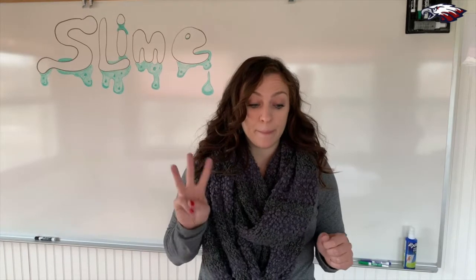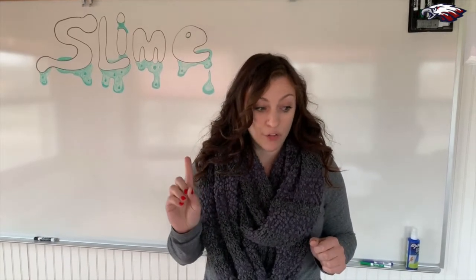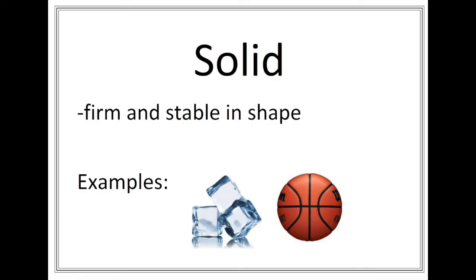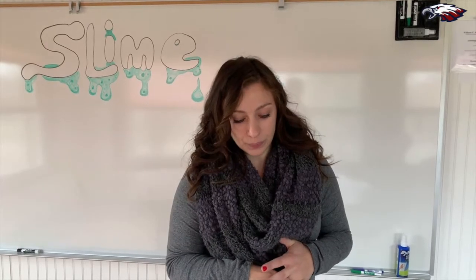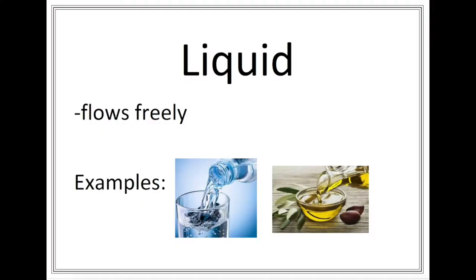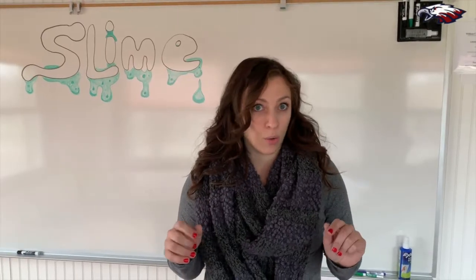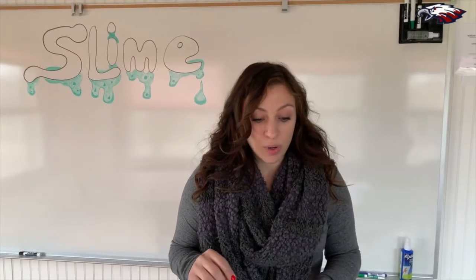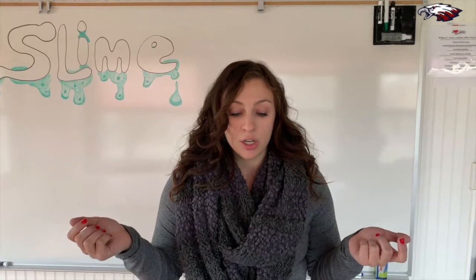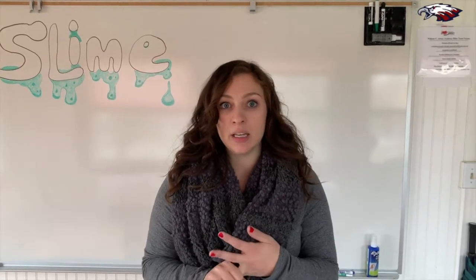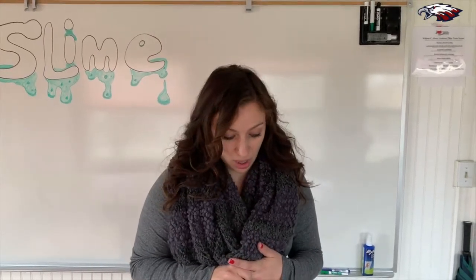There are three basic types of matter. The first one is solid. So a solid is firm and stable in shape, like ice cubes or a basketball. The second one is liquid. It flows freely, like water or oil. And the third one is gas, and that expands freely and has no fixed shape when it fills its container. So think about steam and helium and the oxygen you breathe.